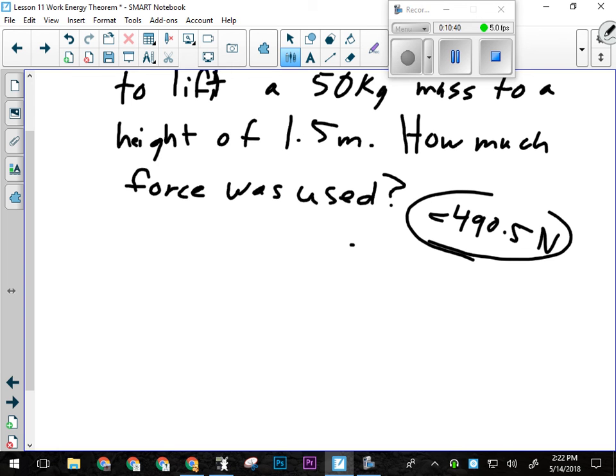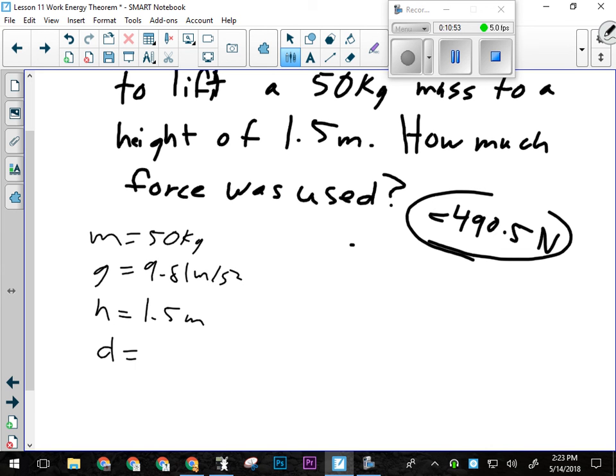So I'm still going to set up my givens here. My mass is 50 kilograms. Okay, we know that G is 9.81 meters per second squared. We know the height is 1.5 meters. That's also the distance over which the force was exerted. Right? If I'm lifting something 1.5 meters, well, then I have to exert the force for 1.5 meters.